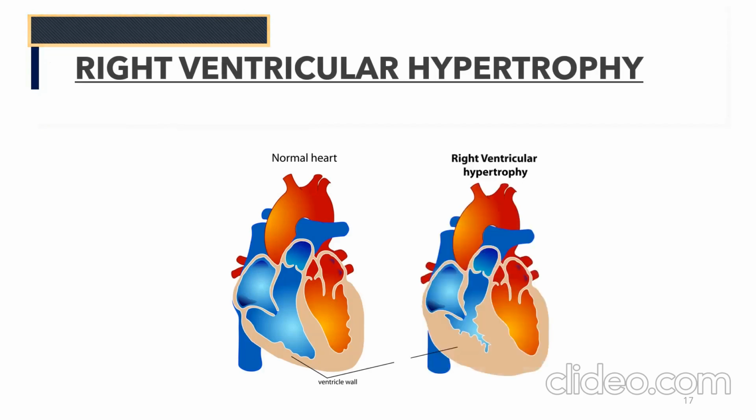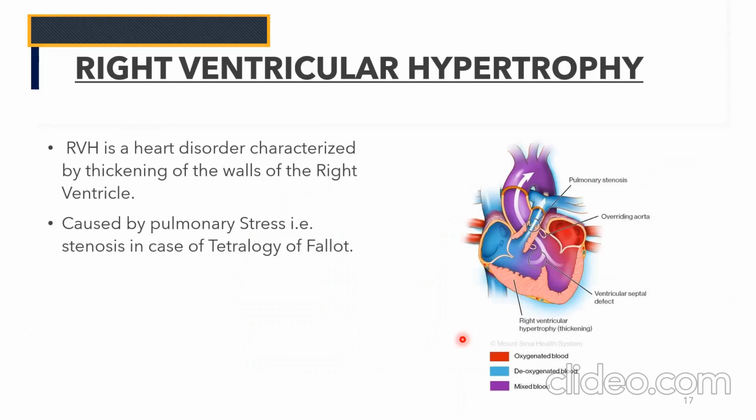Good afternoon. So I'll be proceeding with right ventricular hypertrophy. As you can see in both the images, the first image shows the normal heart. This is the right ventricular wall of the normal heart, and this is of a heart with right ventricular hypertrophy. As you can observe here, there is a massive thickening of the walls and the cardiac muscle in the second picture. So we'll see why it is caused and what it leads to.